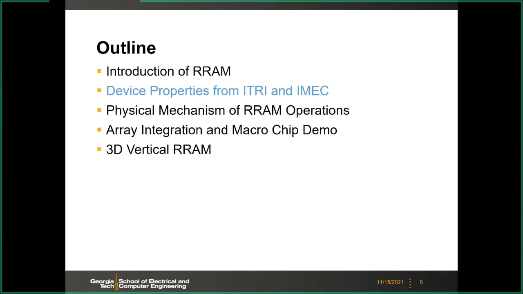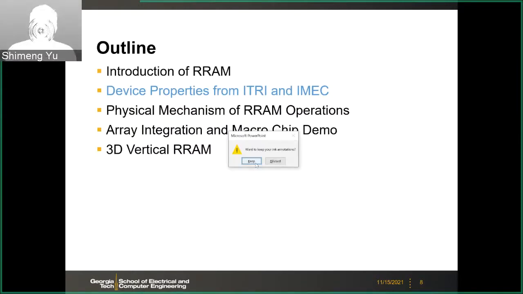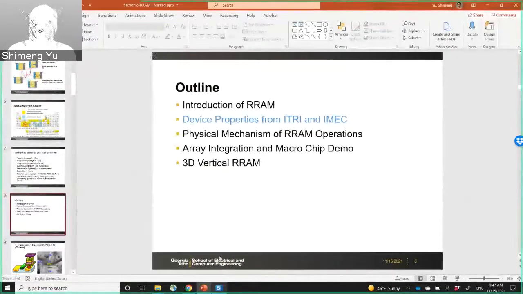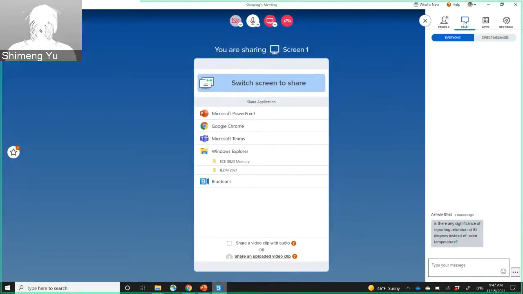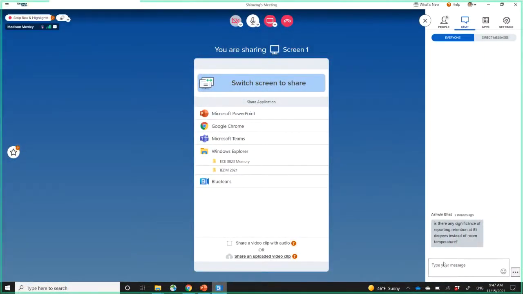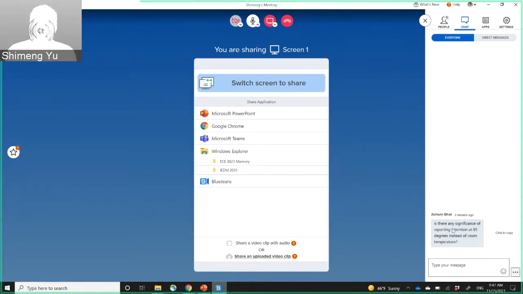So before we move on, let's see if we have any questions so far. So there's one question from the chat. Is there any significance in reporting retention at 85 degrees instead of room temperature?